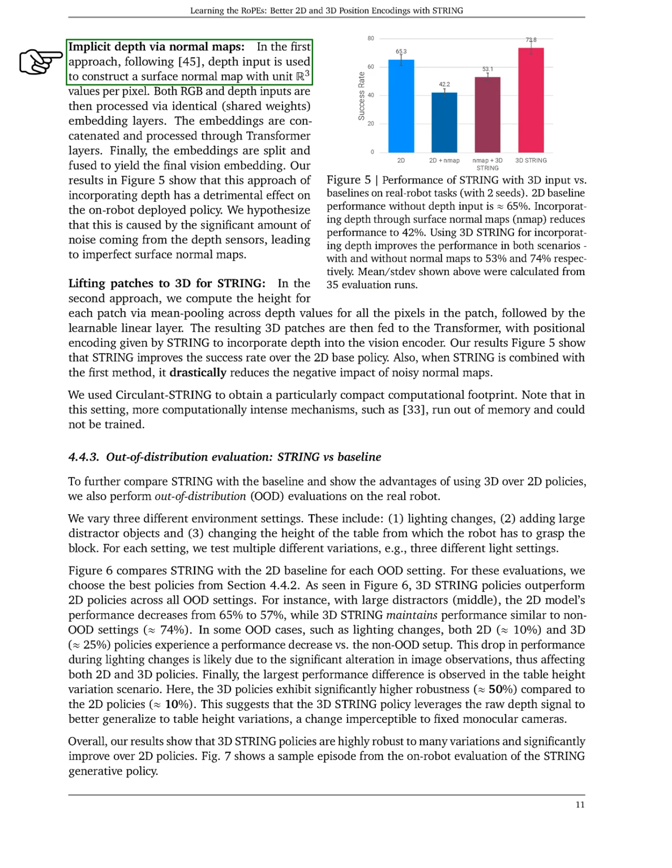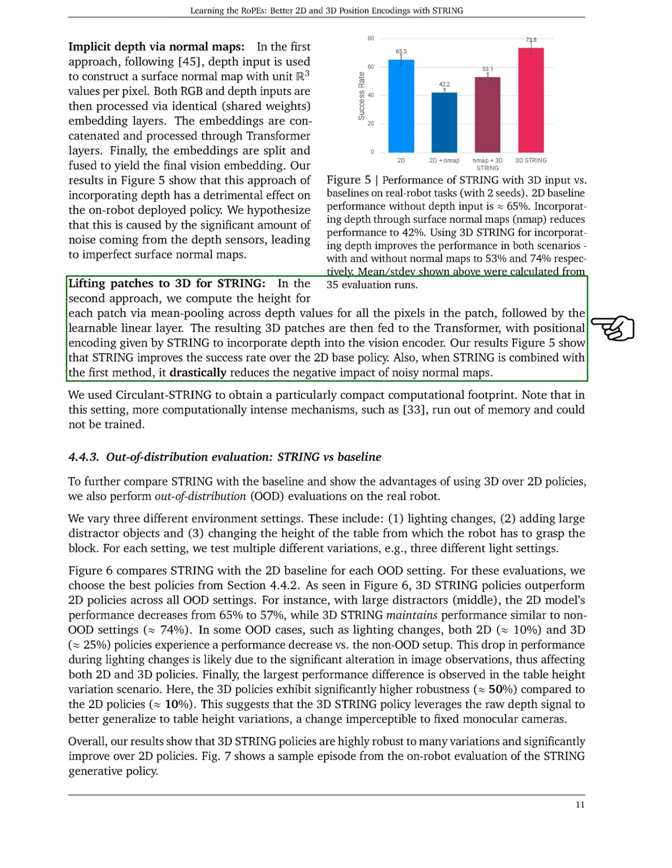In our first approach, we created a surface normal map from depth input, processing both RGB and depth data through shared embedding layers. The final vision embedding was generated by fusing these embeddings. However, this method negatively impacted the policy's performance, likely due to noise from depth sensors affecting the normal maps.